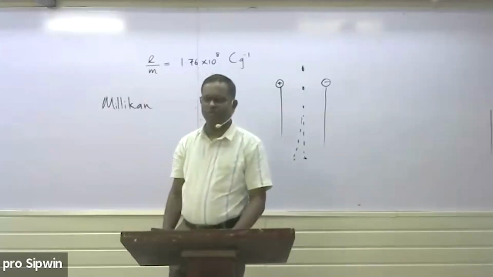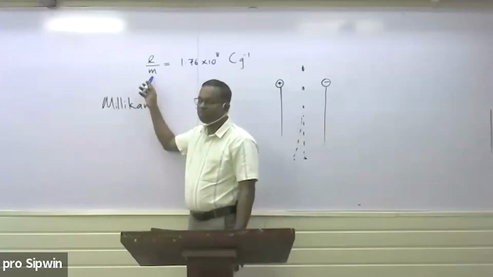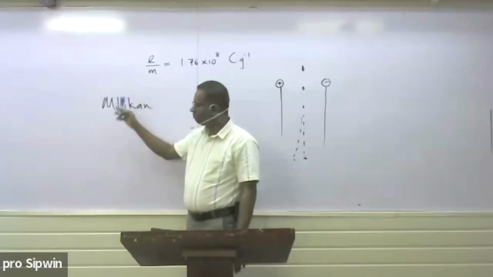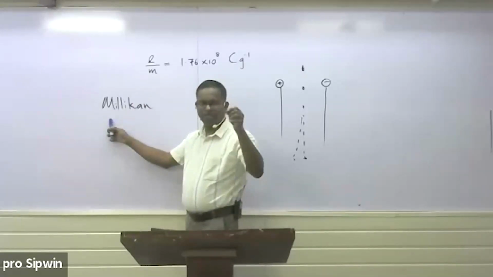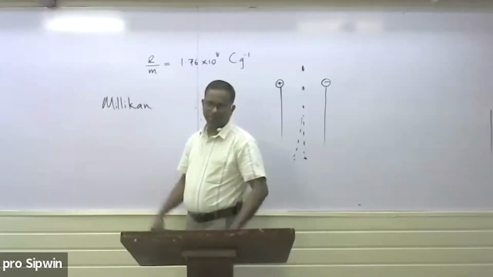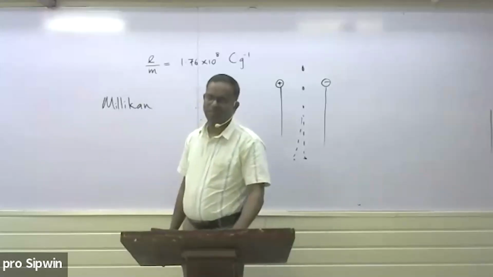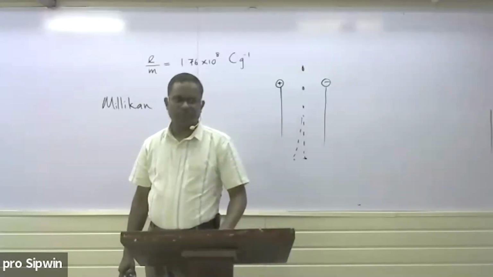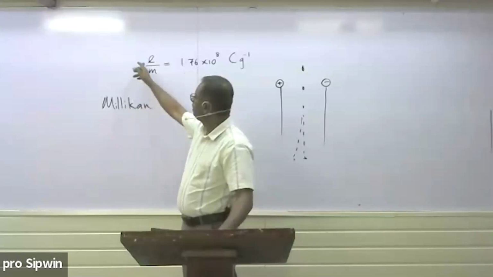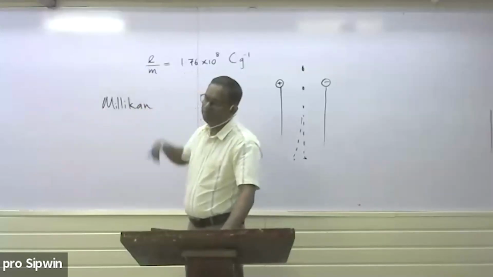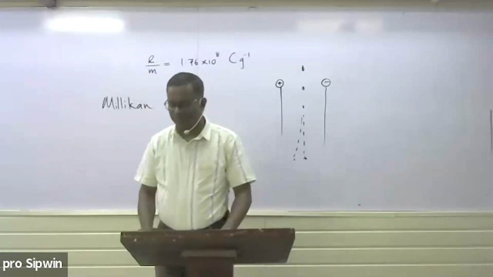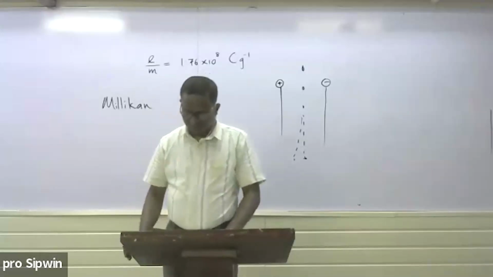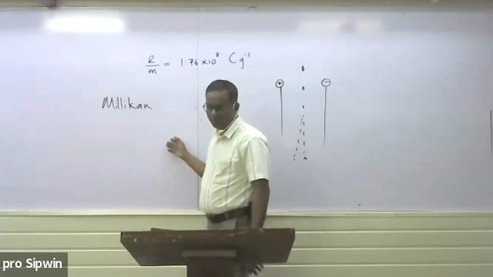Now you have to remember only this. This one is by Thomson, and the charge of an electron was determined by Millikan. Millikan determined that, then with this one known, later the mass of an electron. Clear?